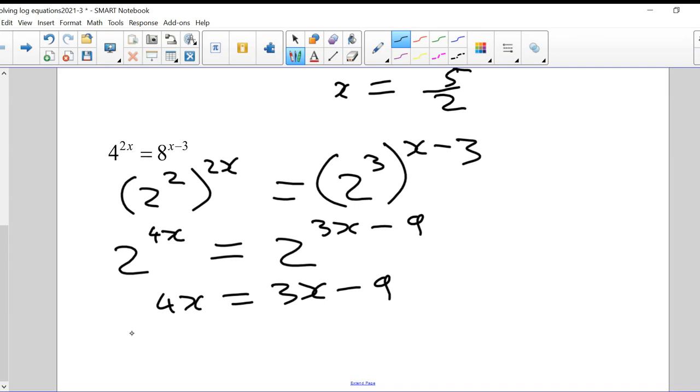Bring that 3x over. So 4x minus 3x is equal to minus 9. And therefore, x equals minus 9. And I'm going fairly quickly here, because I think I'm doing questions that we are hopefully reasonably familiar with. So let's move on.